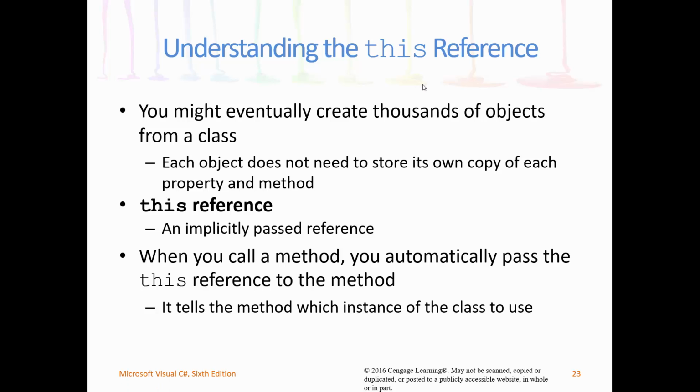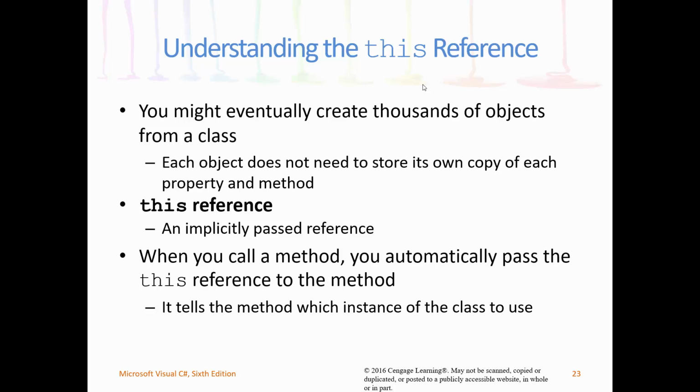As I mentioned to you previously, the word this, T-H-I-S, is a keyword in both the C# programming language and in the Java programming language. As they mentioned, you might eventually create thousands of objects from a class. So let's say I created a class called person. I may create 1,000 person objects.